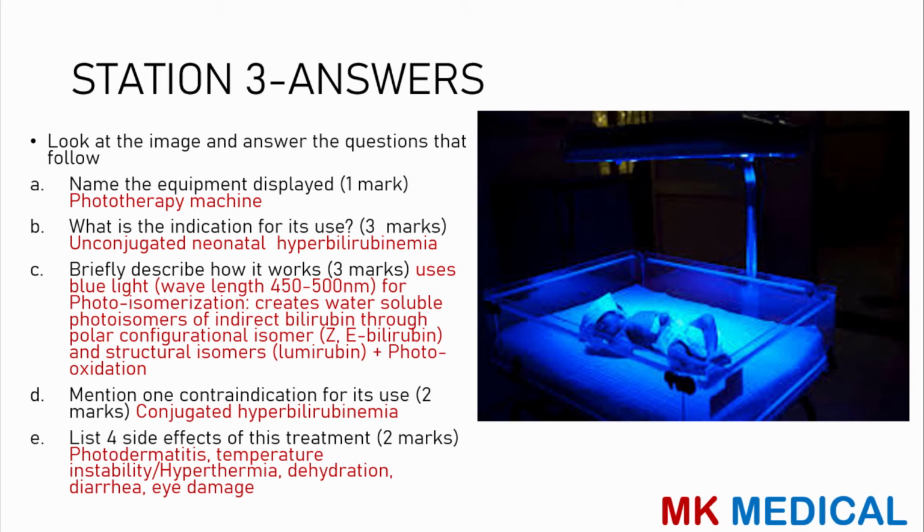Then you also have structural isomerization, where you change bilirubin into other more water-soluble compounds such as lumirubin that can easily be excreted in the kidneys. The phototherapy machine can also perform photooxidation. Mention one contraindication for its use. It's contraindicated in conjugated hyperbilirubinemia because it may result in Bronze baby syndrome.